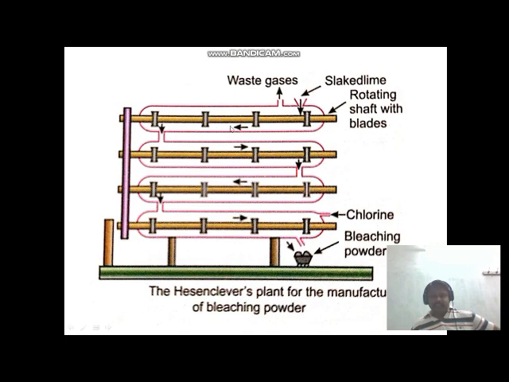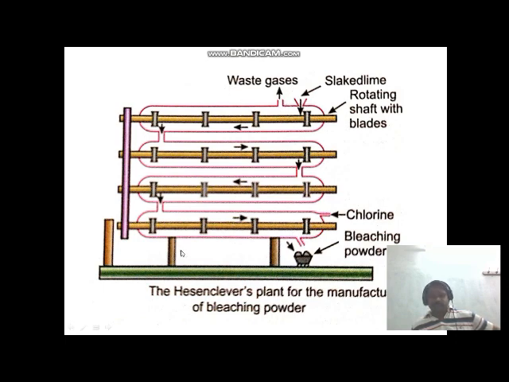So here calcium hydroxide, that means slake lime, is present. Here also slake lime is present, here also, here also. In whichever way the chlorine gas is going, in that way the slake lime is reacting with the chlorine gas, so automatically a reaction happens here, here also, here also. Finally, if you observe, the bleaching powder is collected at the bottom opening end, and one upper opening end is present through which some waste gases go outside.